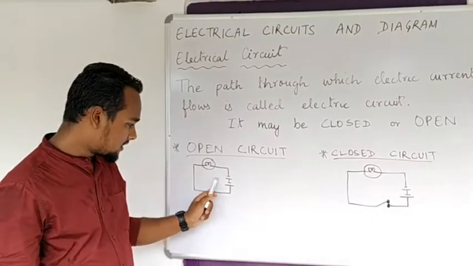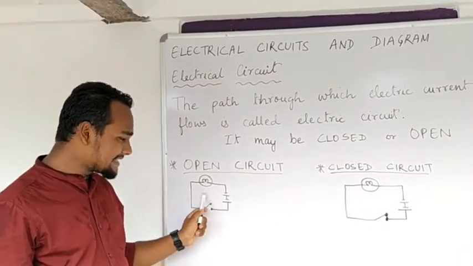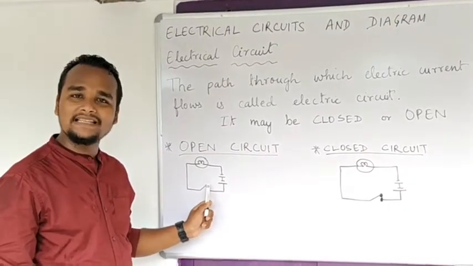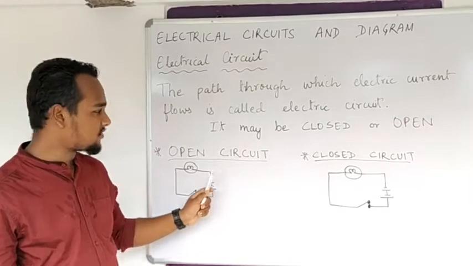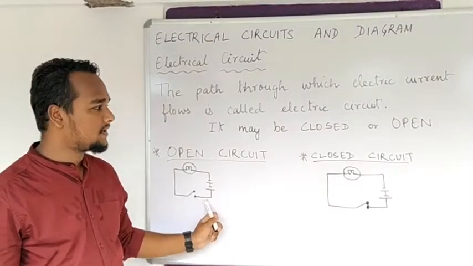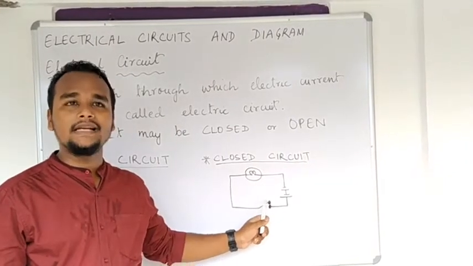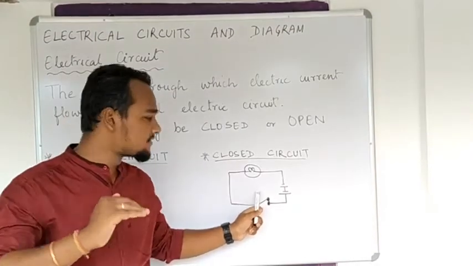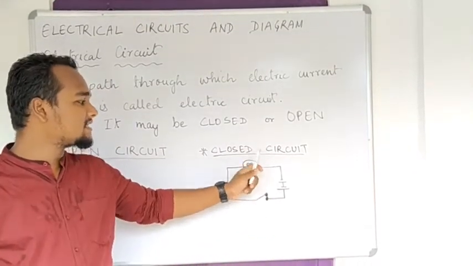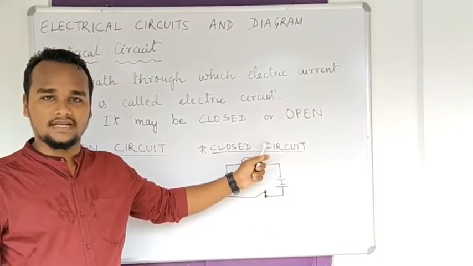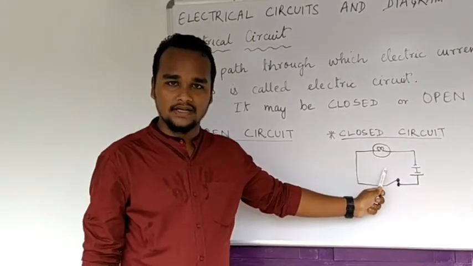In an open circuit, the switch is off. And since the switch is off, what happens? It restricts the flow of electric current in this circuit. That's why it is called an open circuit. And in a closed circuit, the switch is on and it allows a continuous flow of electric current in this circuit. Thus, it is a diagram of a closed circuit. I hope you have understood the open circuit and the closed circuit.